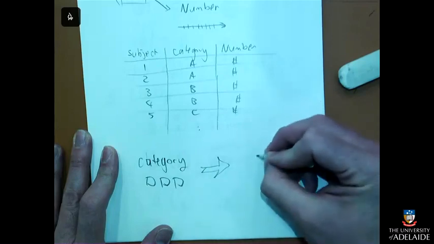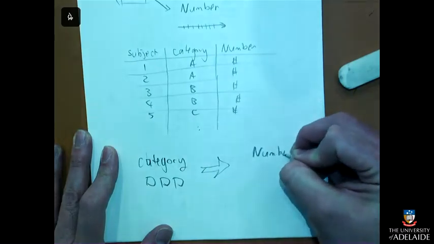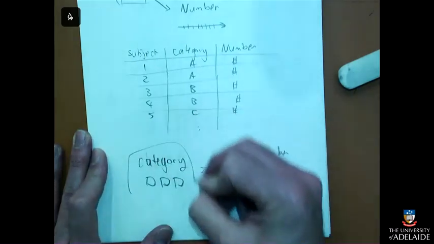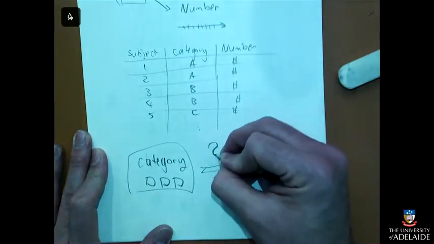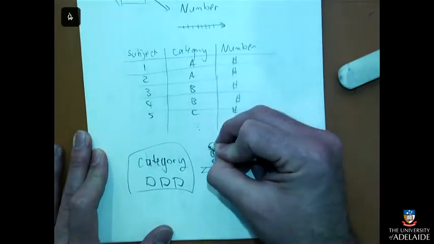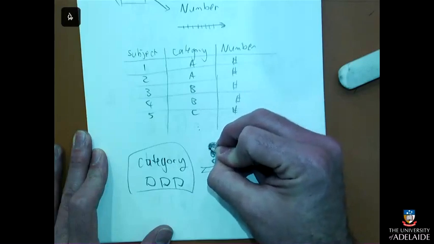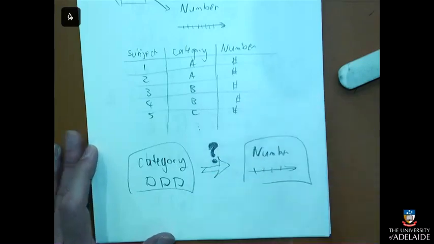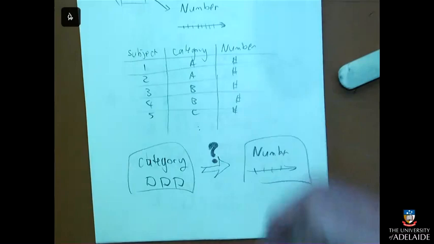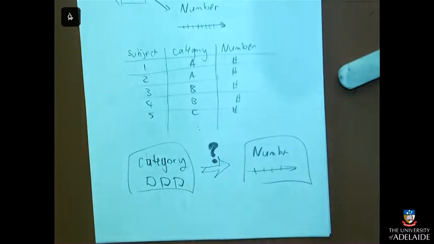Does it make a difference to the number? Does the category that you're in make a difference to the number that you have? So for example, does the breed of chicken make a difference to how many eggs it lays in its lifetime? Does the treatment that you give your subjects make a difference to their weight loss over the course of the study?